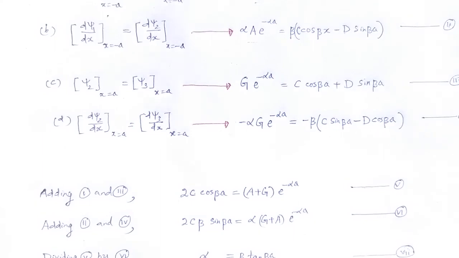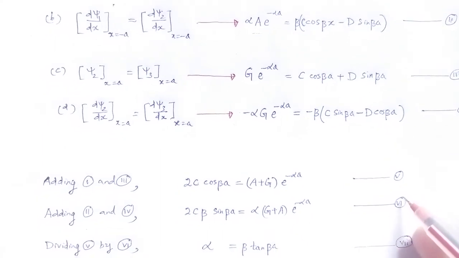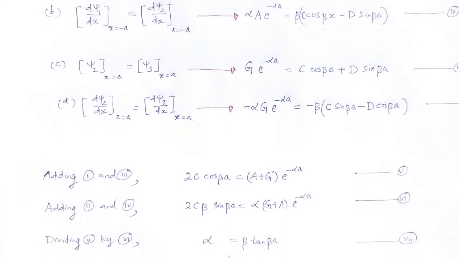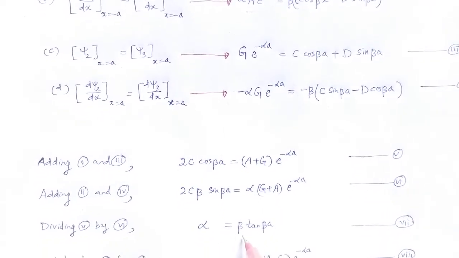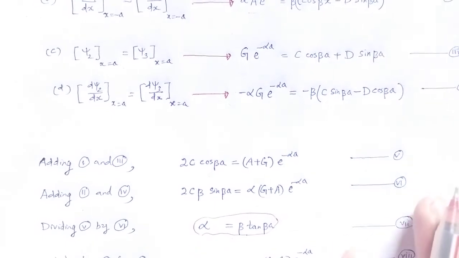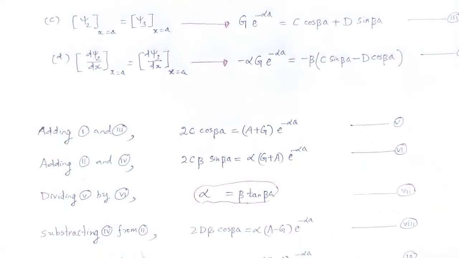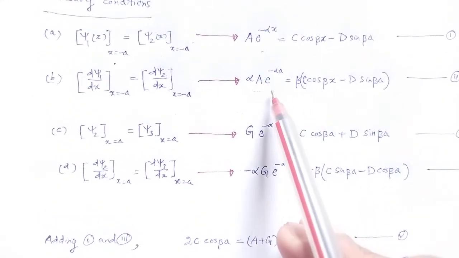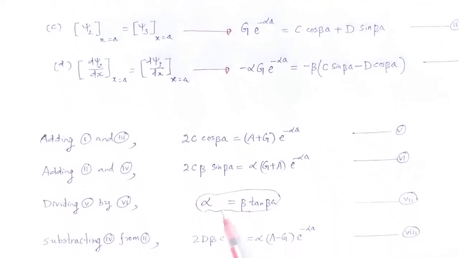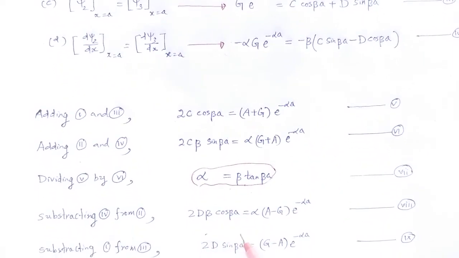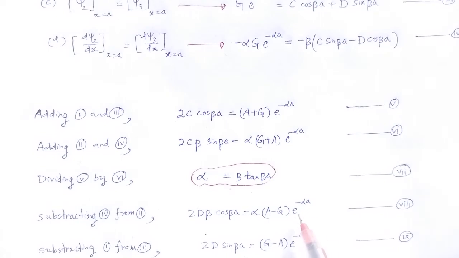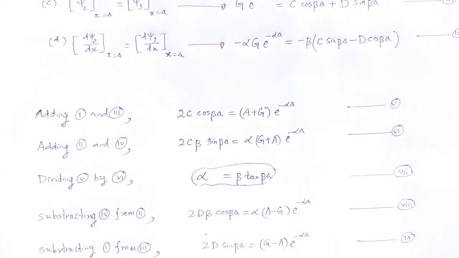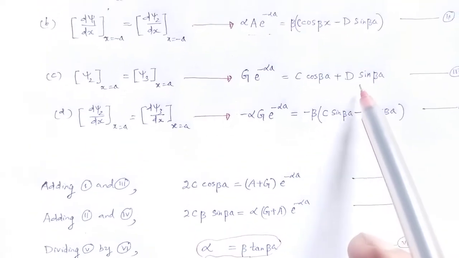Now dividing this 2, that means dividing v by iv, we have alpha is equal to beta tan beta a. Alpha is equal to beta tan beta a. Subtracting iv from ii, subtracting that fourth equation from the second equation, we get 2d beta cos beta a is equal to alpha of a minus c e to the power minus alpha a, and again subtracting equation 1 from equation 3.